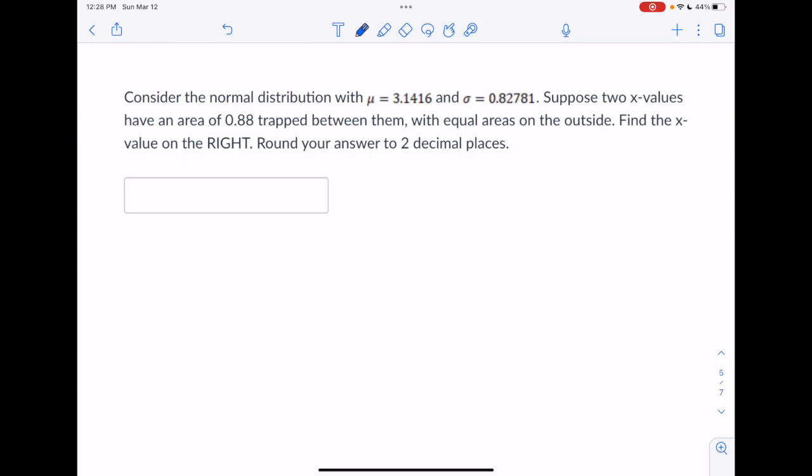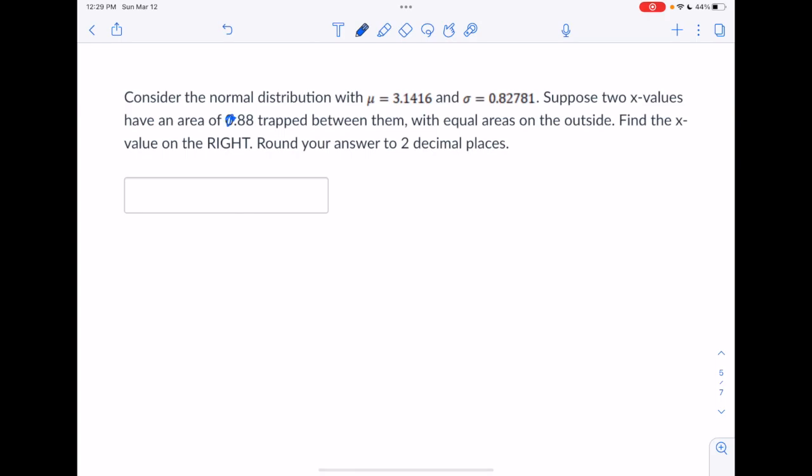This one is from section 6.3. Consider the normal distribution with mu equal to 3.1416 and sigma equal to 0.82781. Suppose two x values have an area of 0.88 trapped between them with equal areas on the outside. Find the x value on the right and round your answer to 2 decimal places.